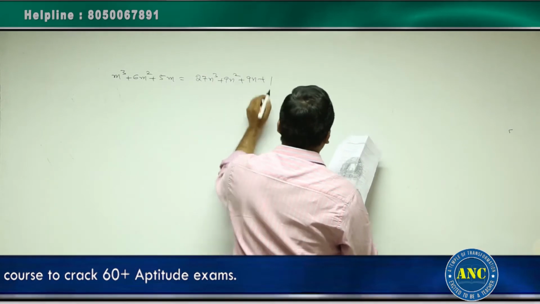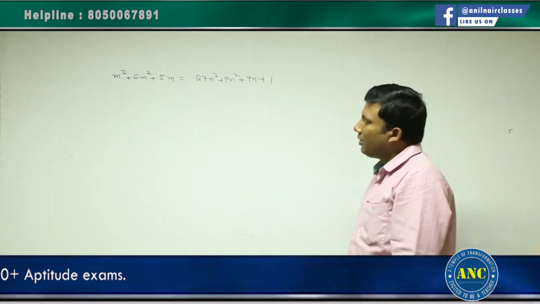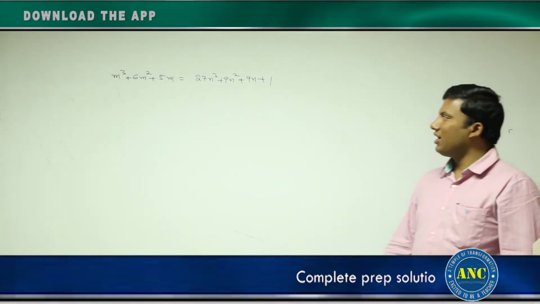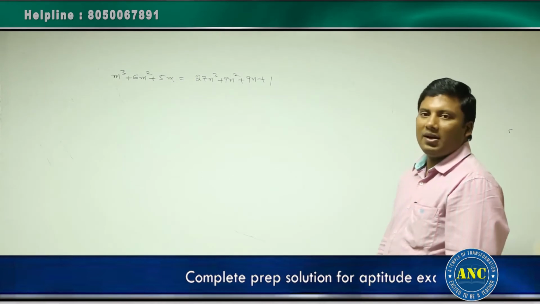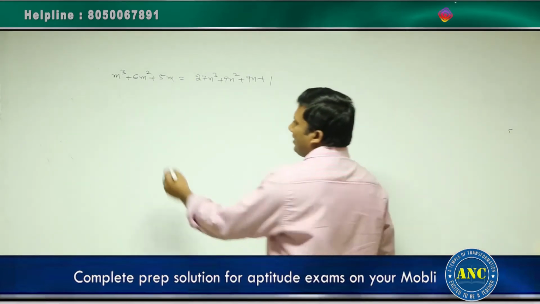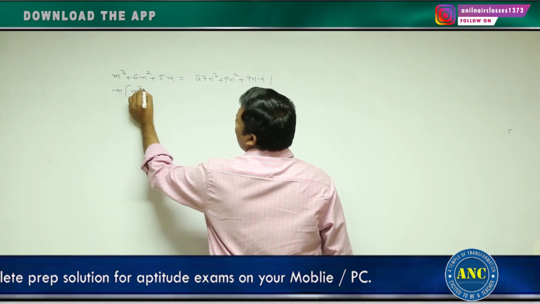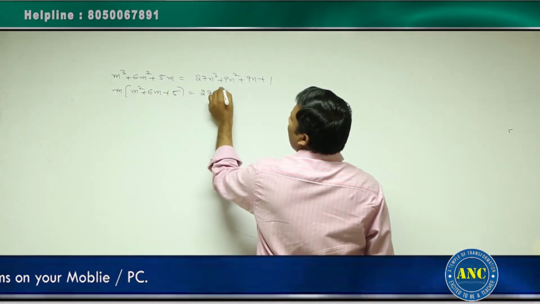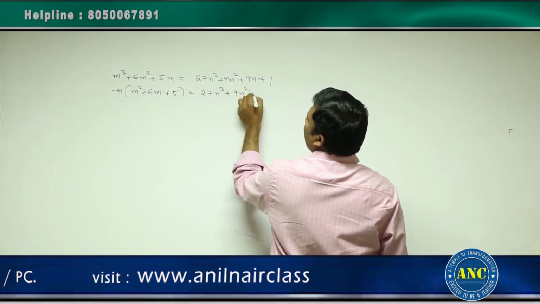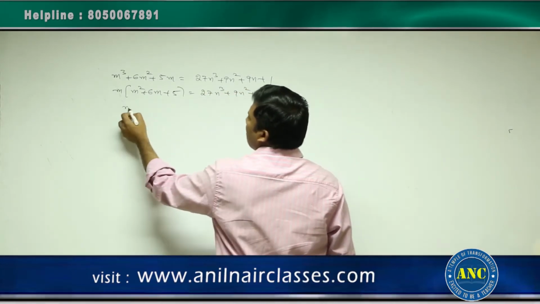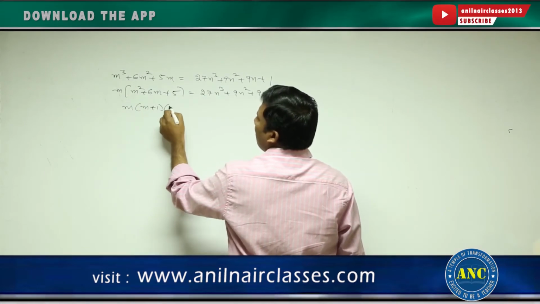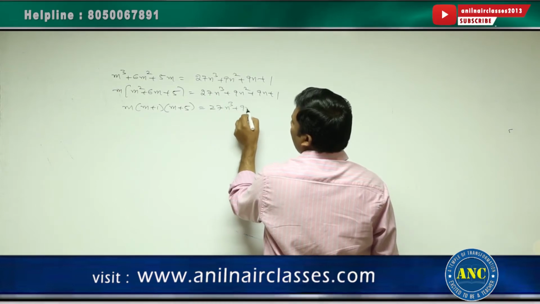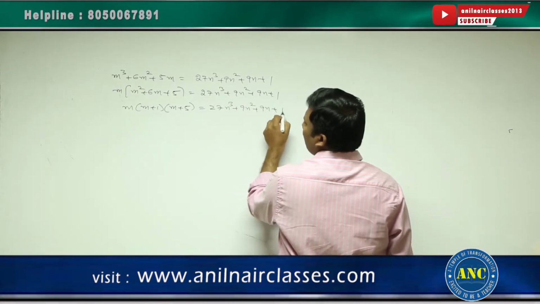Now see here, this is nothing but m into m square plus 6m plus 5 equivalent to 27n cube plus 9n square plus 9n plus 1. This is m into m plus 1 into m plus 5 equivalent to 27n cube plus 9n square plus 9n plus 1.